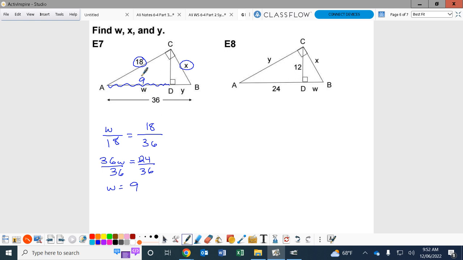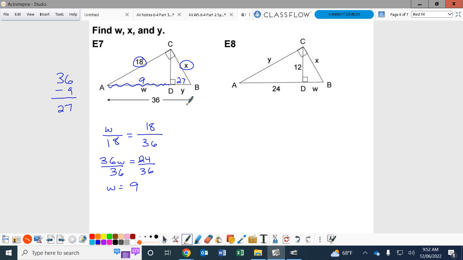36 minus that 9. Good. 36, that whole length, minus that 9 is going to leave me 27. Is it 27? Okay. Now look at that. Does that look like that's 27 and the other side's 9? These are not going to be drawn to scale. Do not panic when you see that.